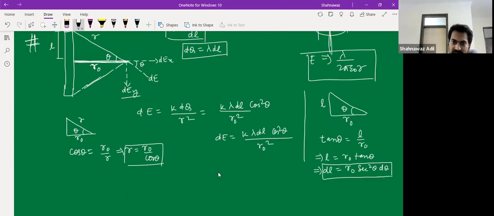So we can replace this dl: dE is k lambda R naught sec square theta d theta times cos square theta, divided by this R naught square. So this R naught cancels. And what is sec square theta into cos square theta?